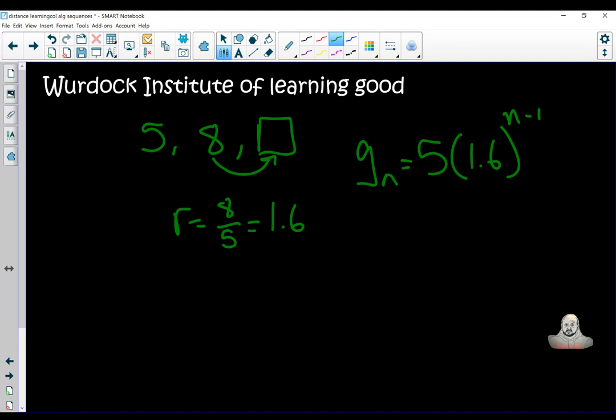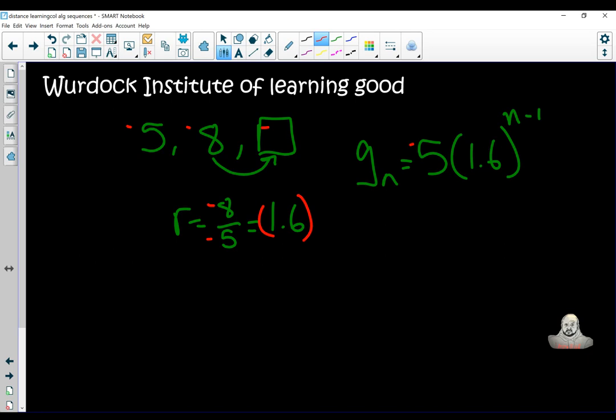And if by chance this was negative and negative, if all your terms in your expression were negative, you would still have a positive constant ratio. It just means that your first term was negative.